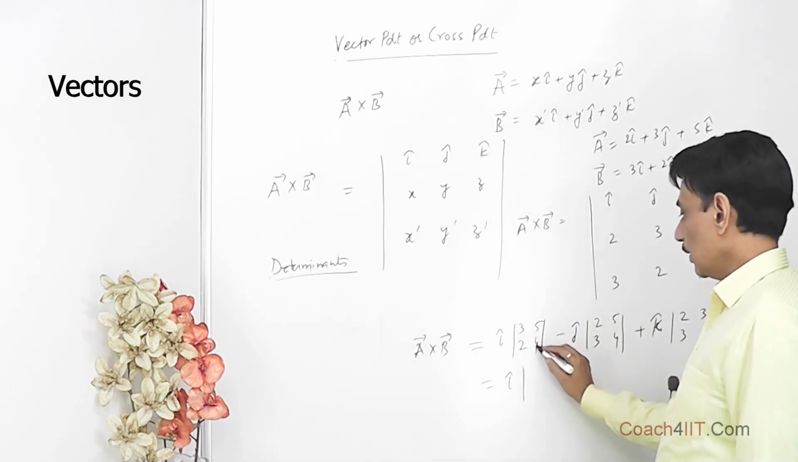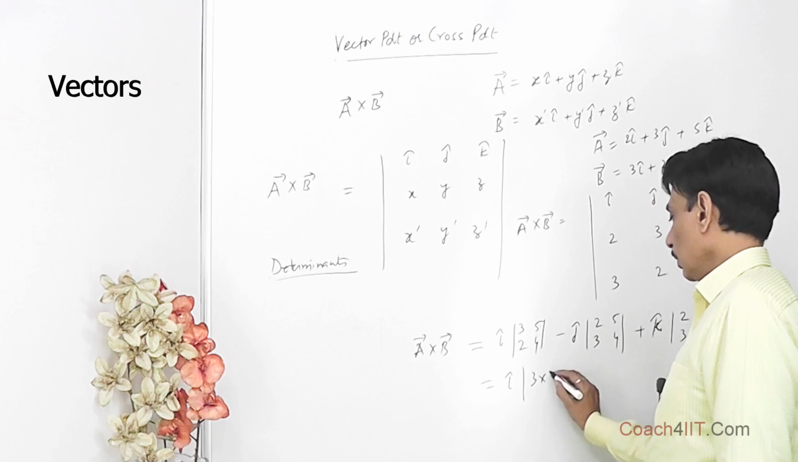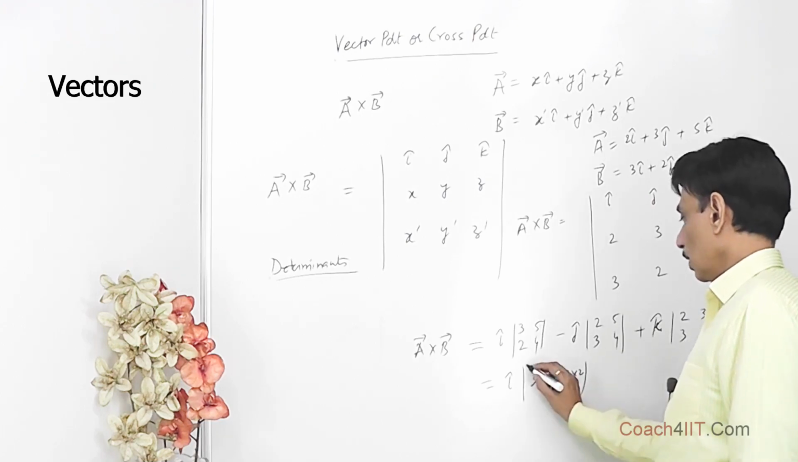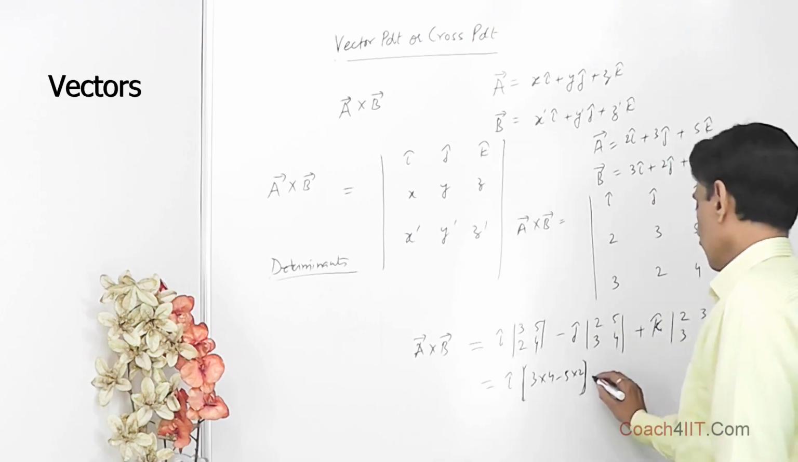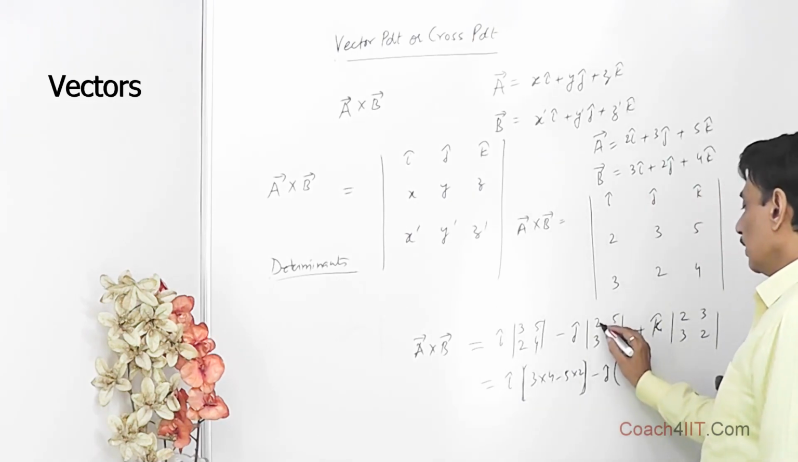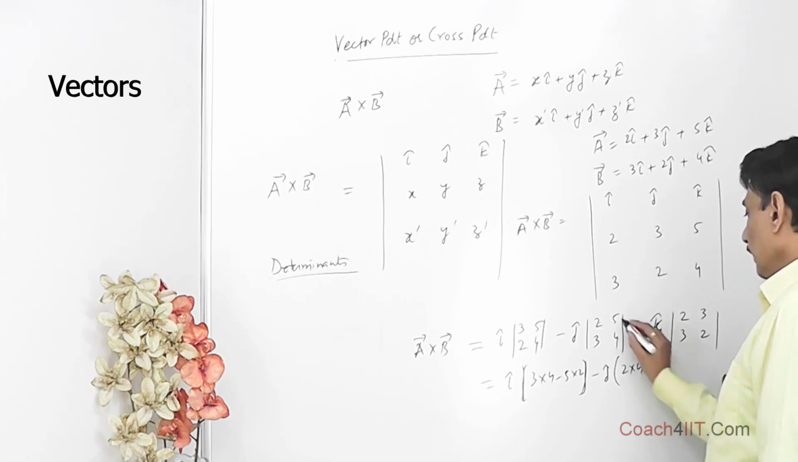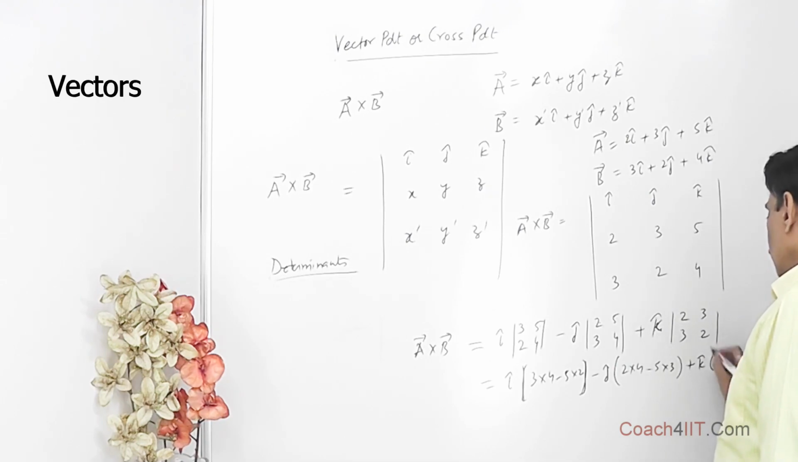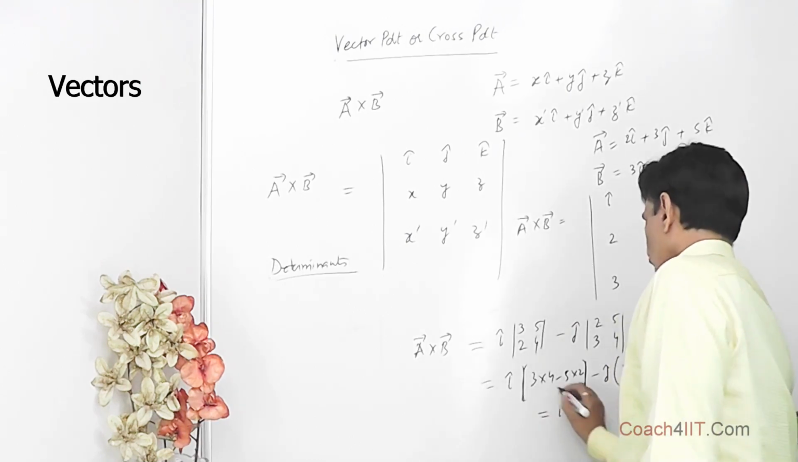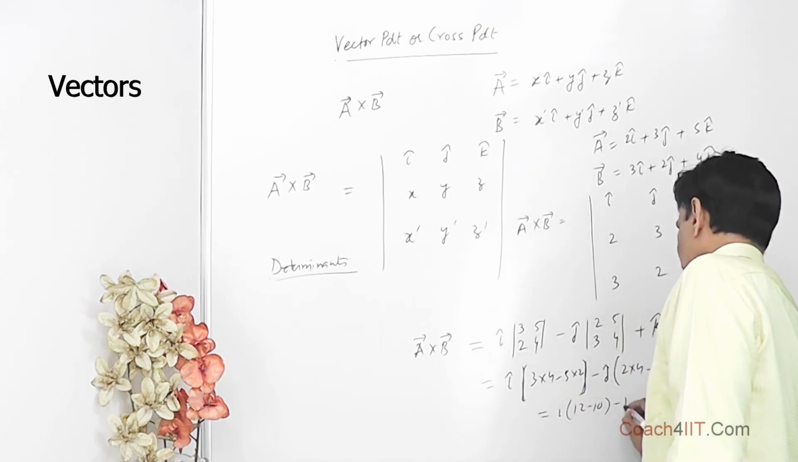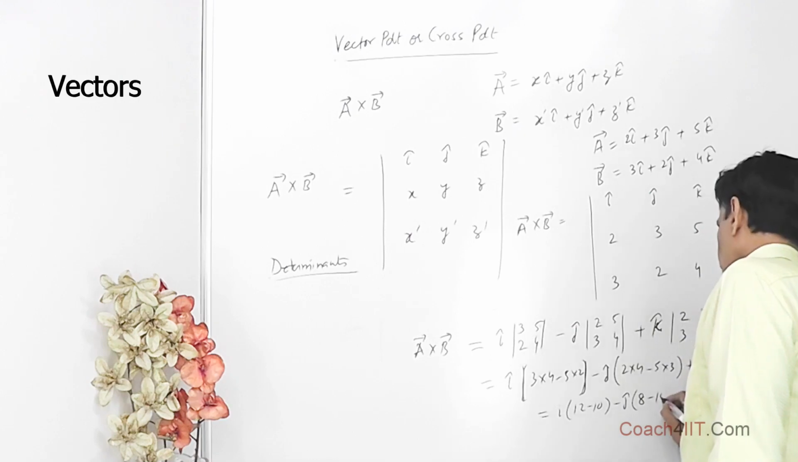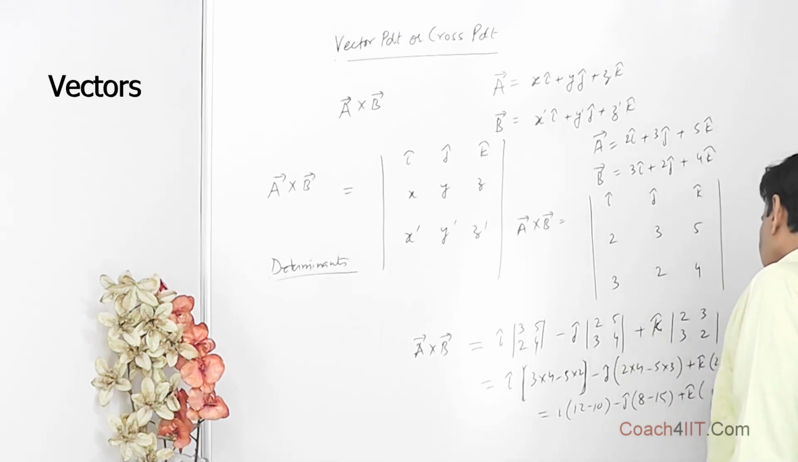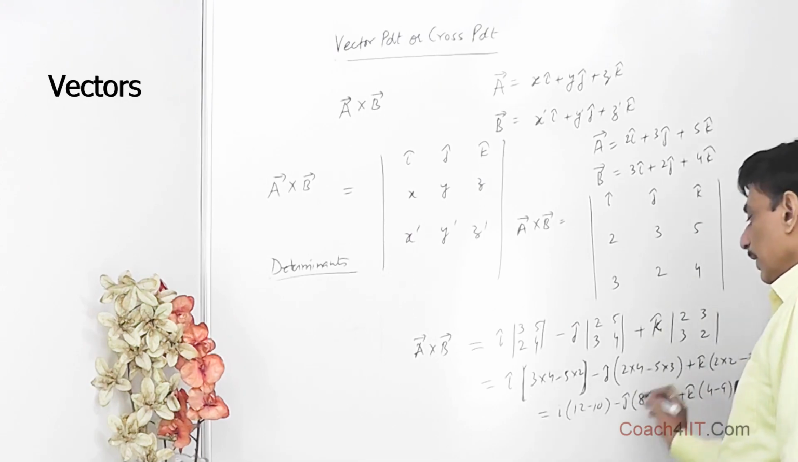Now what you do is this into this minus this into this. So it is 3 into 4 minus 5 into 2, in a bracket. Now there are no more determinants. Minus j cap, same thing, this into this, that is 2 into 4 minus 5 into 3. Plus k cap, 2 into 2 minus 3 into 3. So this comes out to be i cap, 12 minus 10, minus j cap, 8 minus 15, plus k cap, 4 minus 9. The answer can be negative also, that doesn't matter.